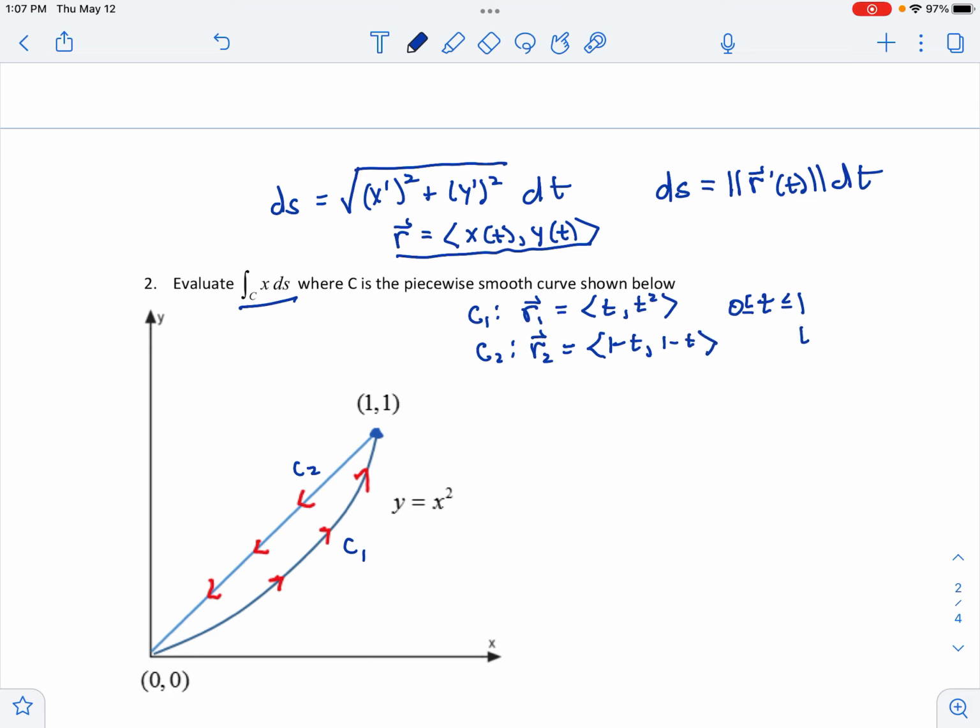So if t goes from 0 to 1, let's see what I got. If I put a 0 in here, I get 1, 1. If I put a 1 in here, I get 0, 0. That will work. So let's see here what we've got.